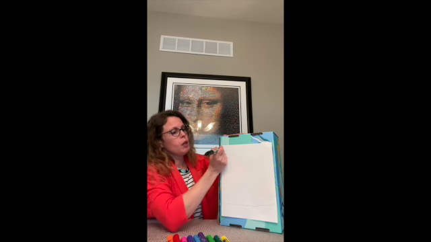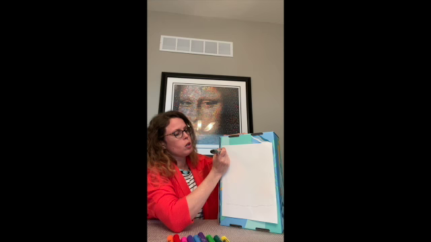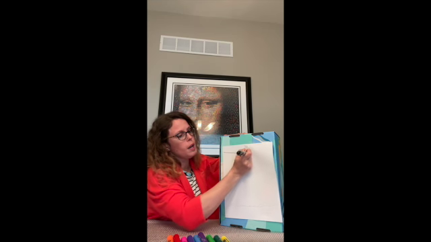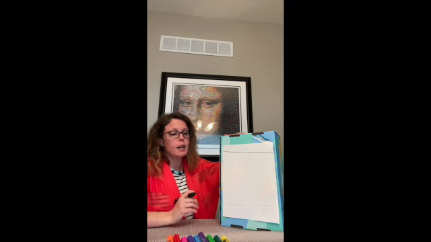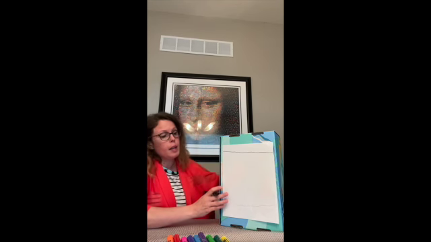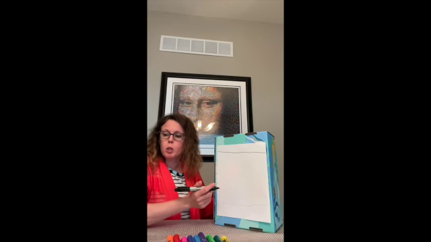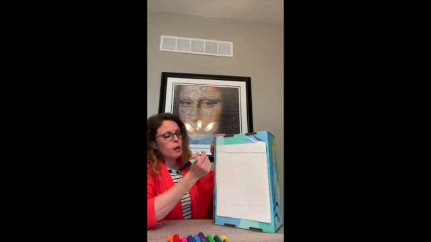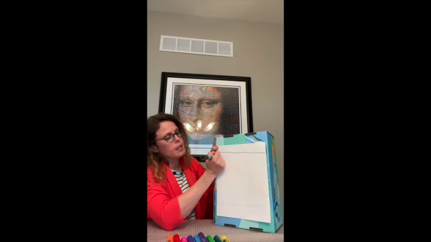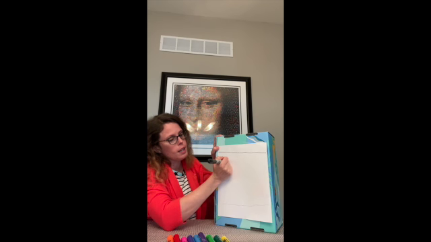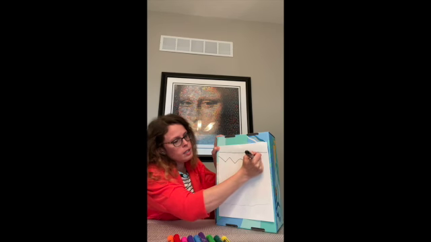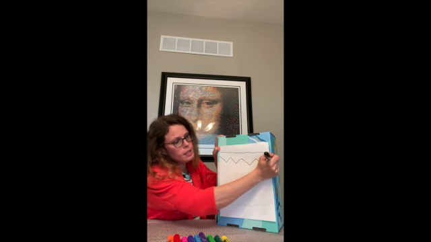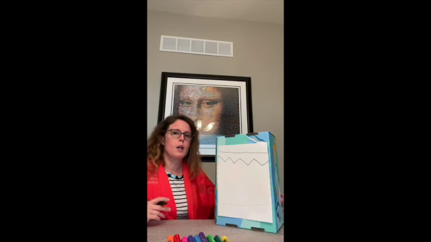So I'm gonna start here with my straight line. I'm gonna start on one side and go all the way across to the other side, just like that. Your paper does not need to be upright like mine is. I just want to make sure you can see what I'm doing. So our next line that we're gonna do is a zigzag line. So we're gonna go zig, zag, zig, zag, zig, zag, zig, zag, just like that across our paper.